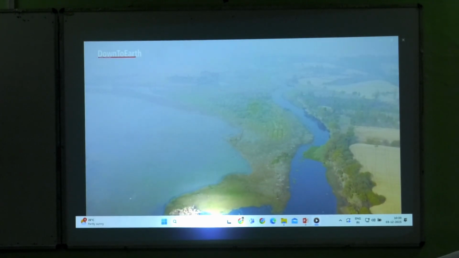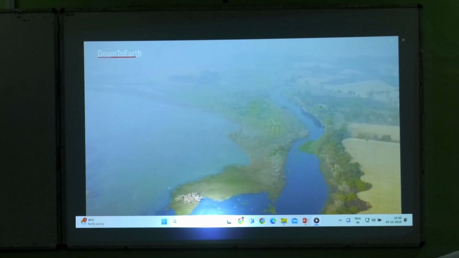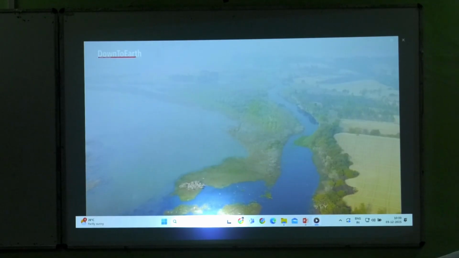Now, this is why our rivers, our lakes today are nothing more than sewage canals.